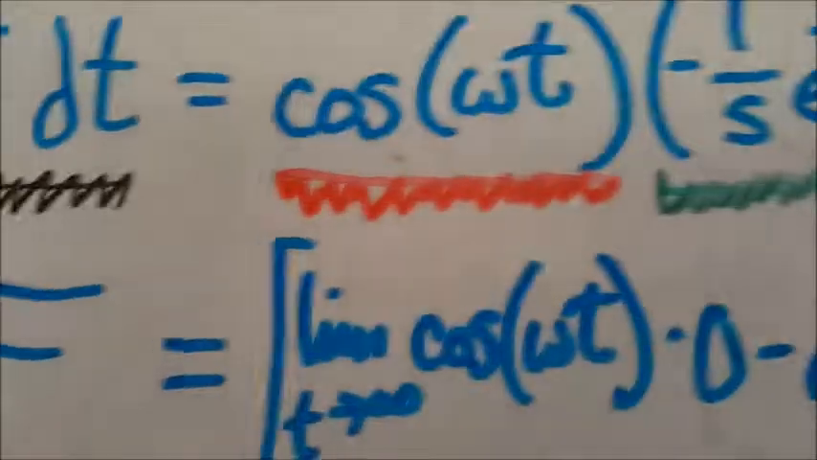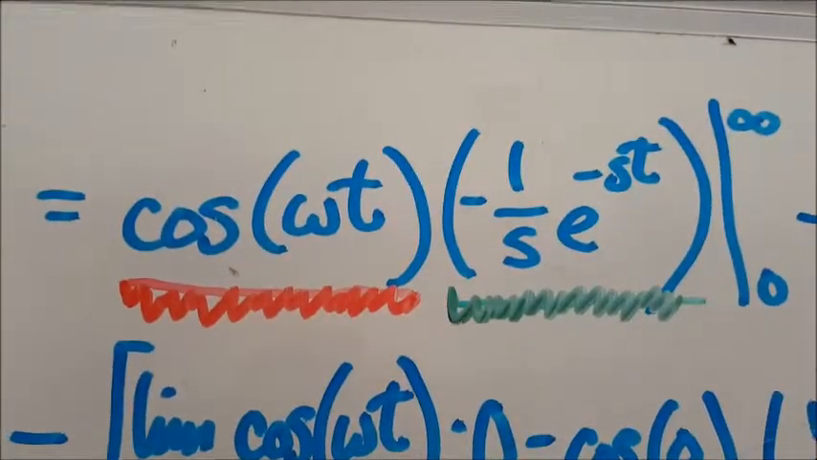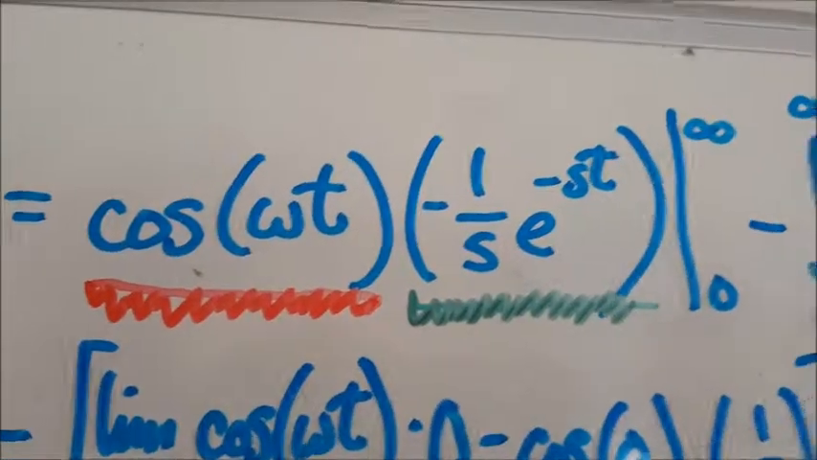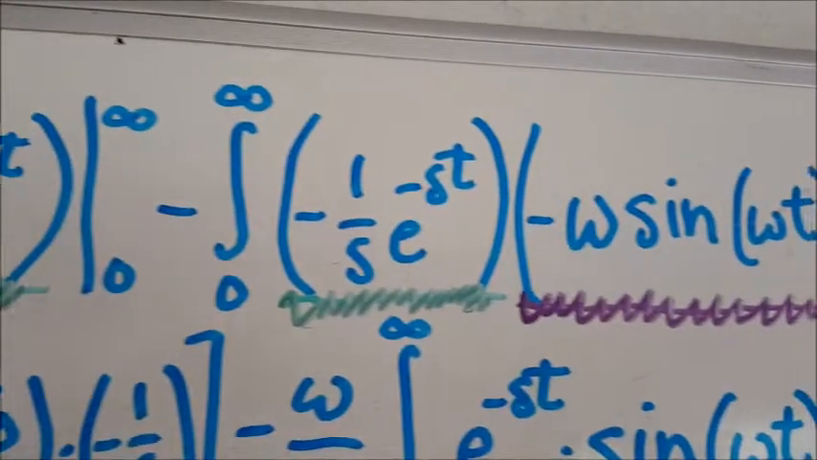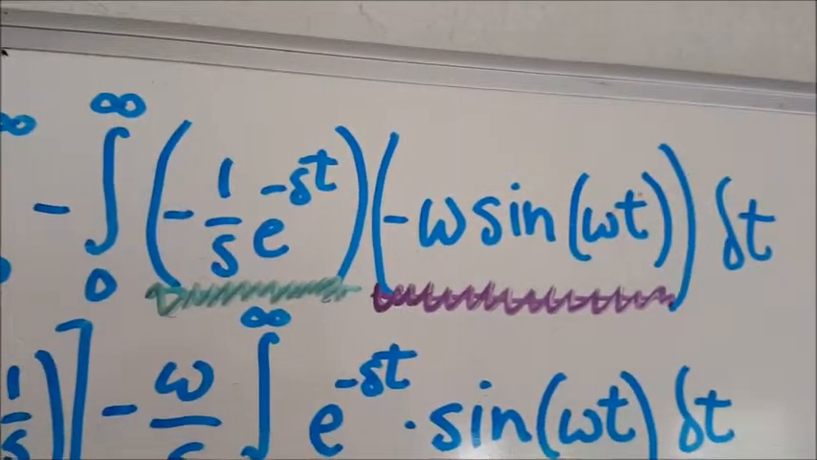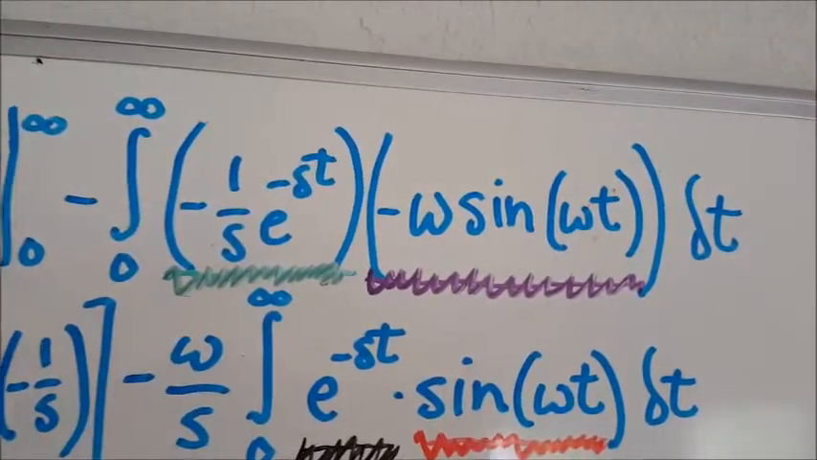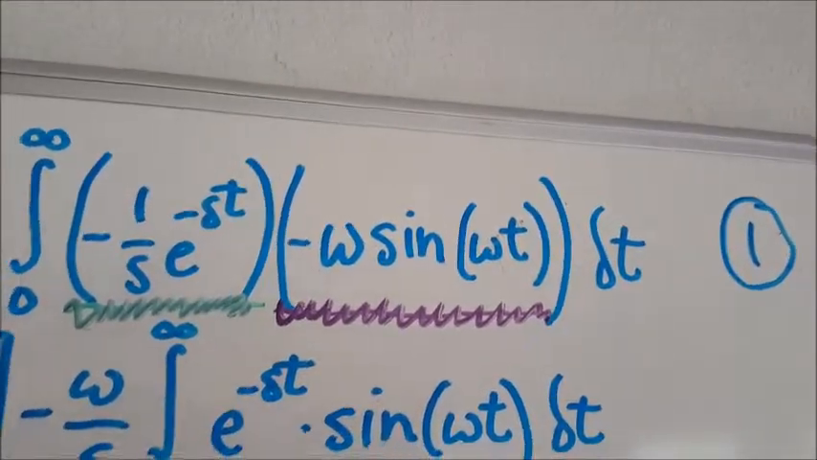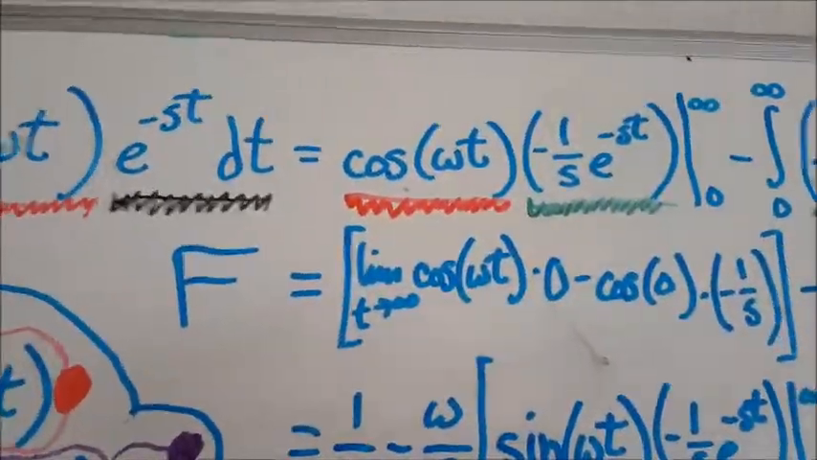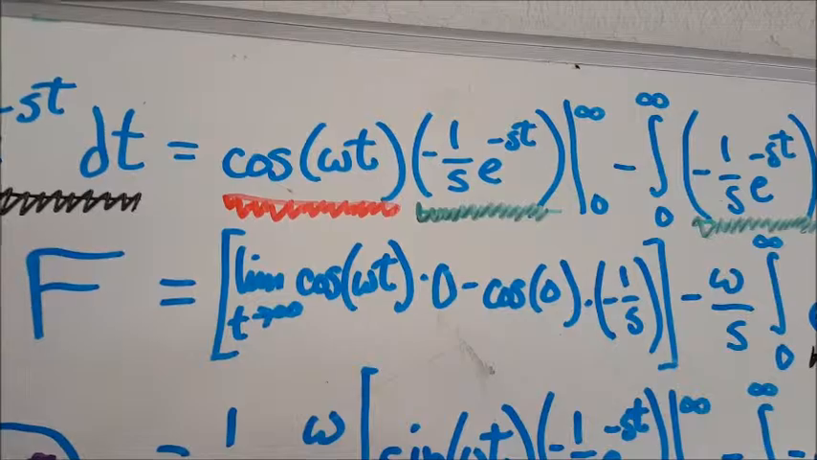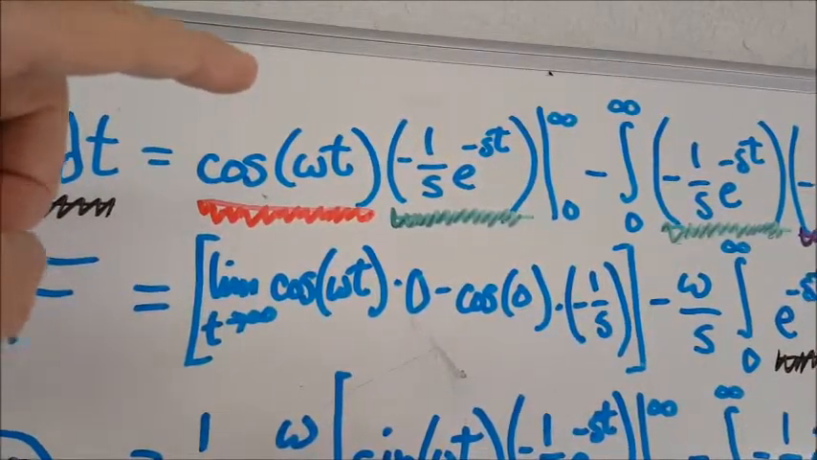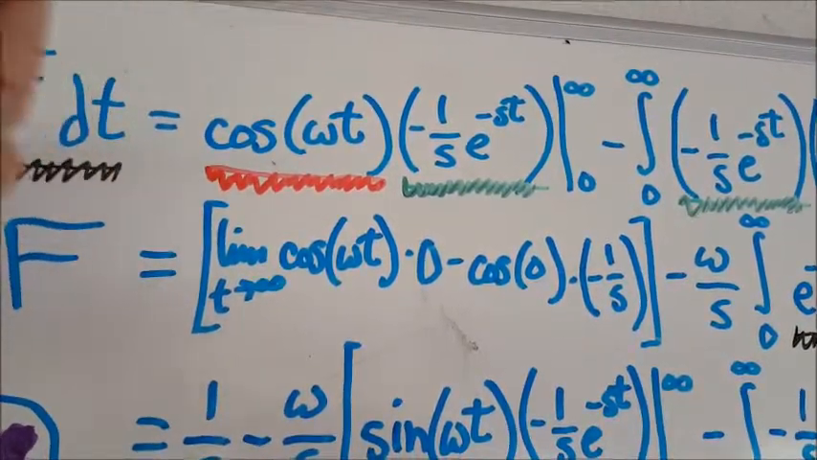These first two, for u and v, are just these two already taken, and we'll evaluate them in a little bit, minus the integral of these other two, the v and the du. And don't forget your dt. And that's our first integration by parts. So the first thing we want to do is evaluate these terms from 0 to infinity.